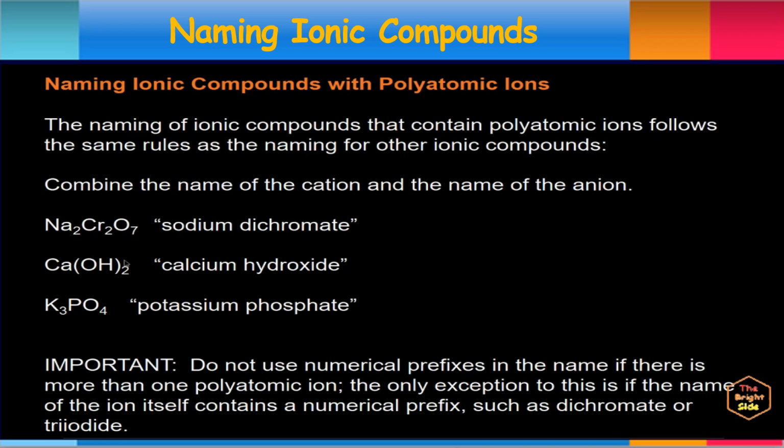We need 2 hydroxides to balance out that charge, so we put parentheses around that polyatomic and put the subscript 2, just like we did with single atom compounds. So if we had calcium chloride, for instance, we have Cl and then we'd have 2. Well, we just have hydroxide in there instead.